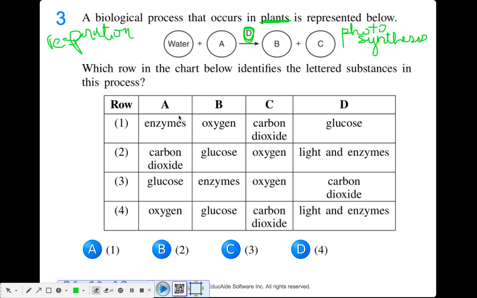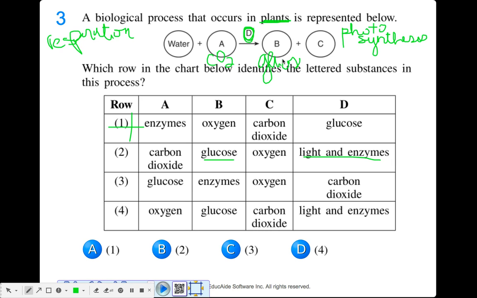Let's try number 2. Hey, where's my pen? Okay. Water plus carbon dioxide, in the presence of light and enzymes. All right, water, carbon dioxide, presence of light and enzymes. That sounds kind of like photosynthesis. Let's see if it continues. B, glucose.